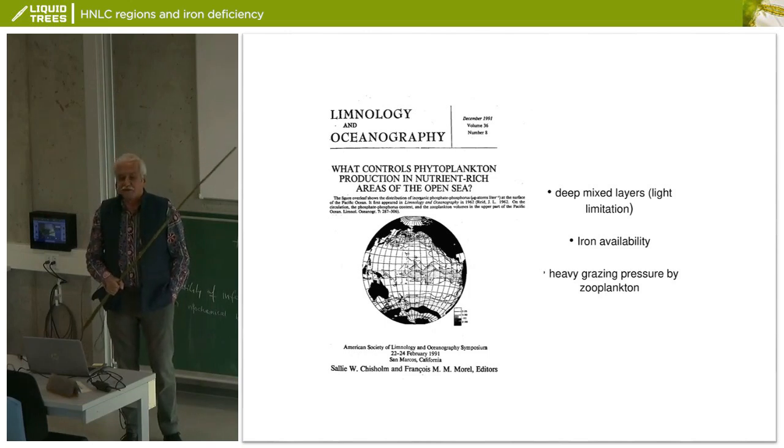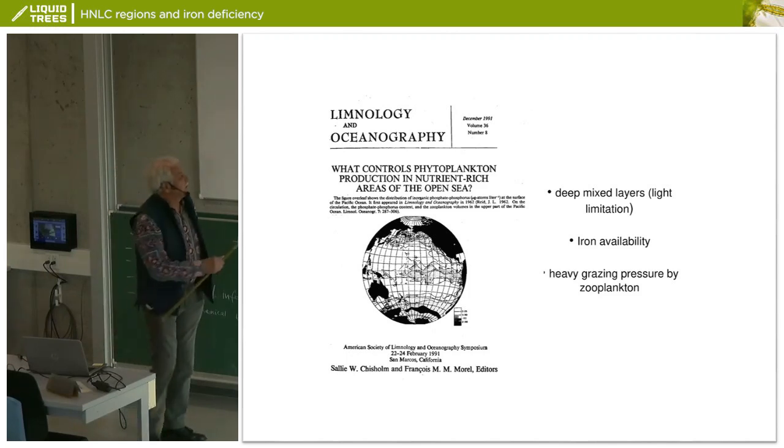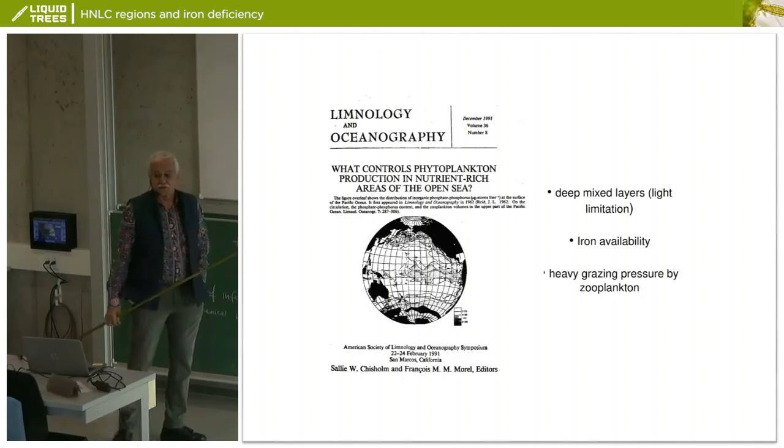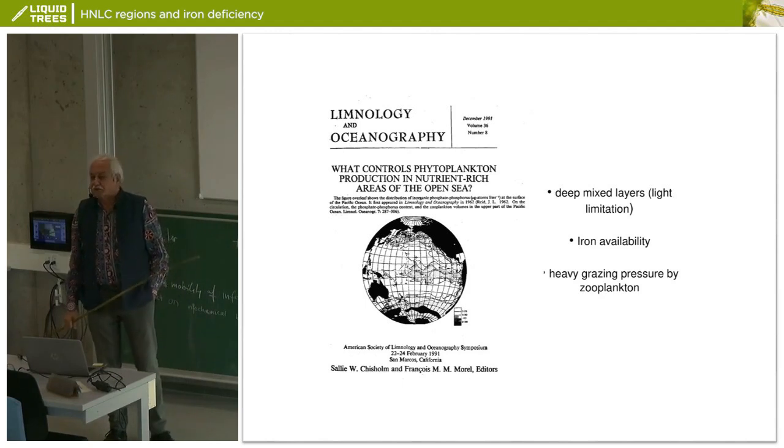Most biologists at that time didn't believe that, because you couldn't think why just one element, iron, should have such a control on the ocean ecosystems. And the other explanation, which came from the subarctic Pacific, was heavy grazing pressure by zooplankton. So those were the three possibilities that were discussed at the time.